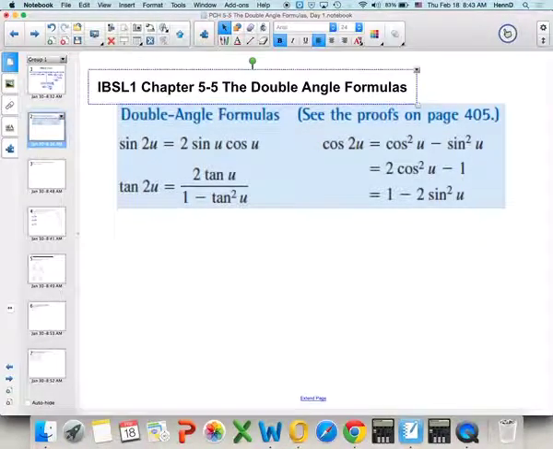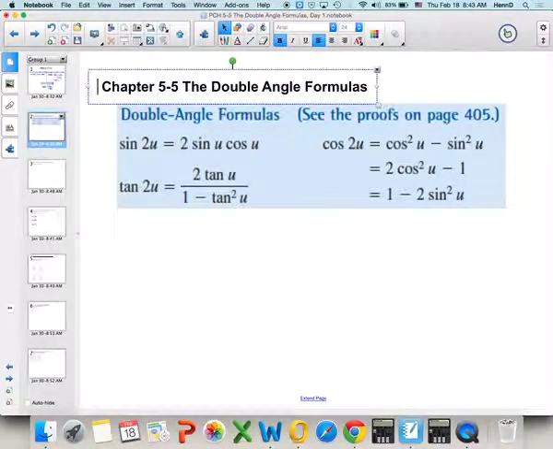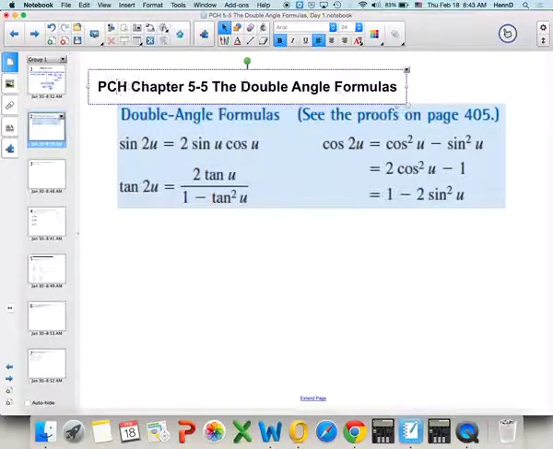Here you have them all straight from the book. Okay, I forgot to change that. This isn't SL1 anymore. There we go.